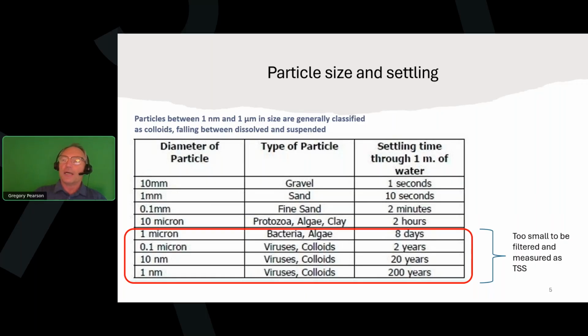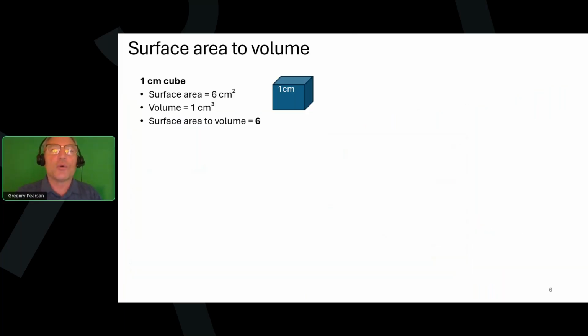But these particles are very small. 1 micron is 1,000th of a millimeter, and a nanometer is 1,000th of a micron. These are very small particles, and the reason they don't settle well has to do with the surface area to volume ratio. And so I did some calculations here, and I just used a cube. For example, a 1 centimeter cube, if it's 1 centimeter by 1 centimeter for a side, and a cube has 6 sides, the surface area is 6 centimeters squared. And the volume would be centimeter times centimeter times centimeter, 1 centimeter cubed.